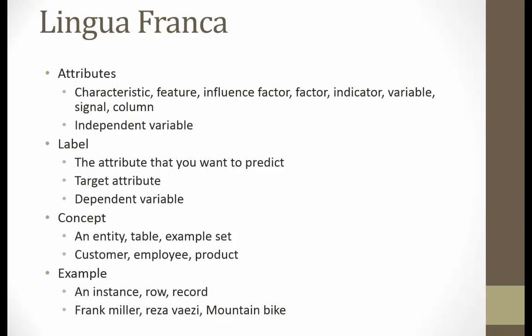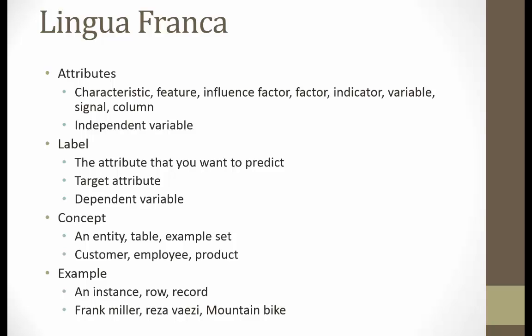Starting with attributes. Attributes are characteristics. You may hear characteristics instead of attributes. You may hear features, influence factor, indicator, variable, signal, column. So when you look at a data table, a tabular format, usually you have the column names on top, and then you have your records on the rows. So columns contain attributes or variables, and rows contain records.